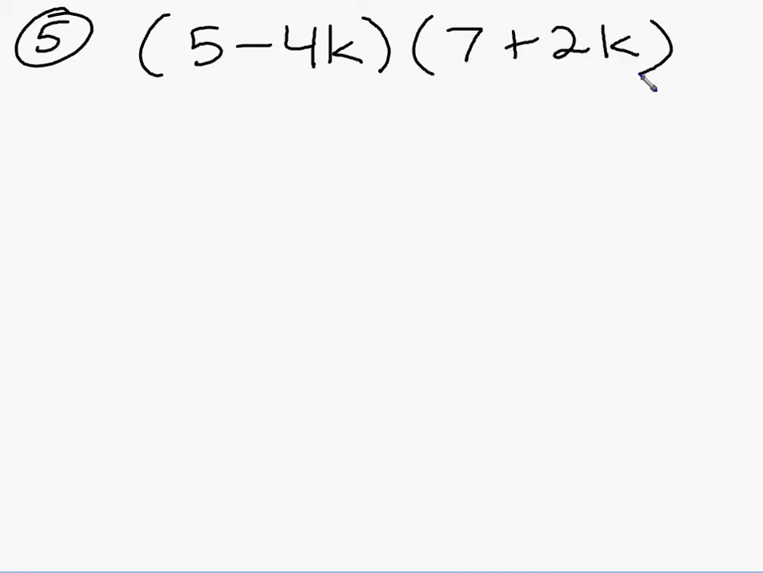What if I have 5 minus 4k times 7 plus 2k? Well, we still do FOIL. The variables are in a different spot, but we still do FOIL. Nothing's changed. My letters are going to be in a different spot. 5 times 7, I'd multiply the first terms together. 5 times 7 is 35.